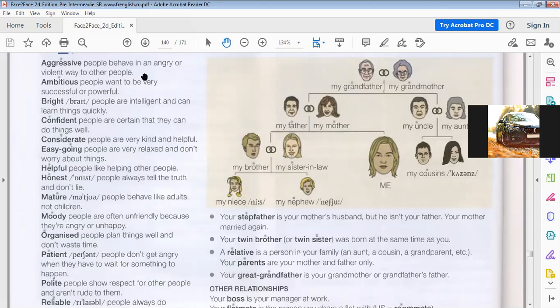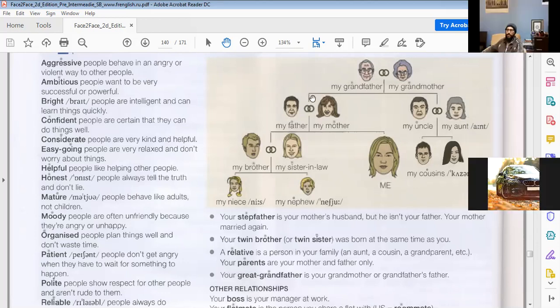So aggressive, what do you think it means in Arabic? The first word that comes to your mind. What is it? What do you think?